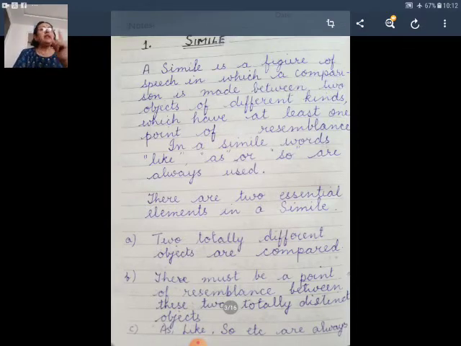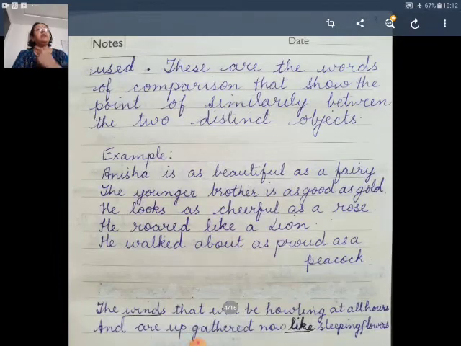A. Two totally different objects are compared. I told you already. B. There must be a point of resemblance between these two totally distinct objects. C. As, like, and so are always used in a simile. So these are the words of comparison that show the point of similarity between the two distinct objects.